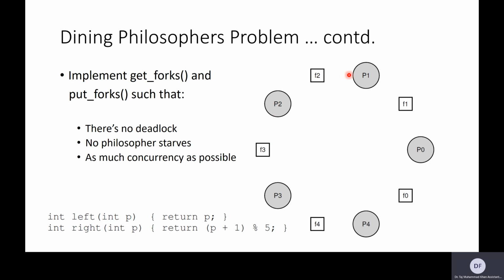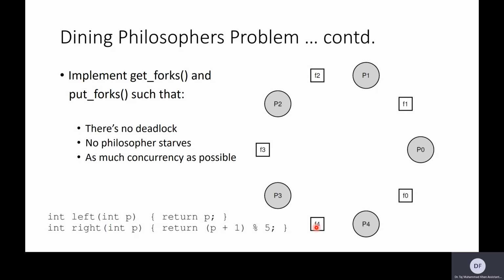f2 will be given to p1, which was waiting for it. Sorry, p1, and p1 will now have f2 and f1. So again, p1 will eat and put its forks. It will release f2 and f1, and ultimately f1 will be given to p0, which already had f0. So again, it will also return from get forks, eat and put forks. So it will release f1 as well as f0. p4 was waiting for f0. It will also get f0 and then acquire f1.